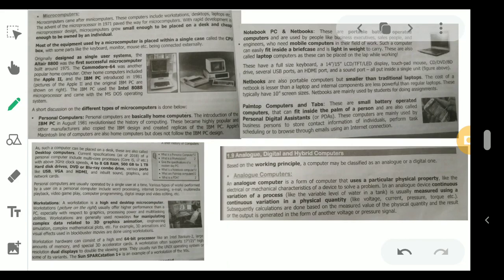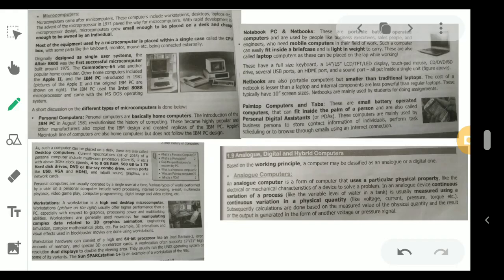So what are netbooks then? Netbooks are also portable computers but smaller than traditional laptops. The cost of a netbook is lower than a laptop, and the internal components are less powerful than regular laptops. These typically have a 10 inch screen size. Netbooks are mainly used by students for assignments.